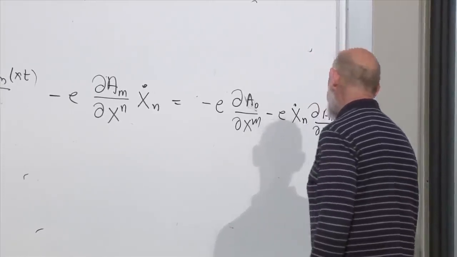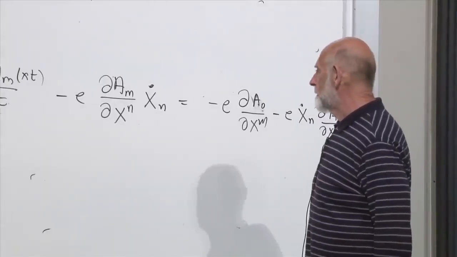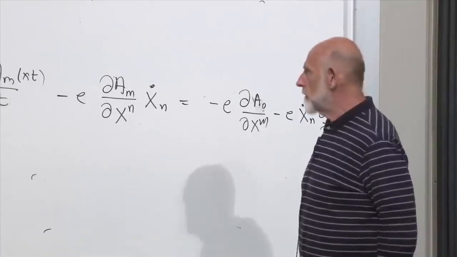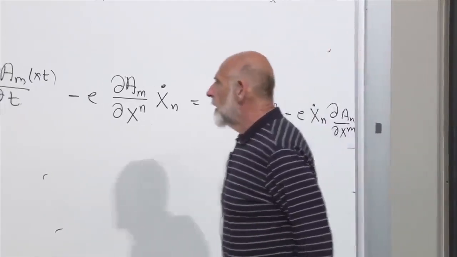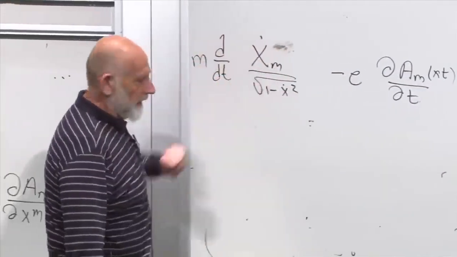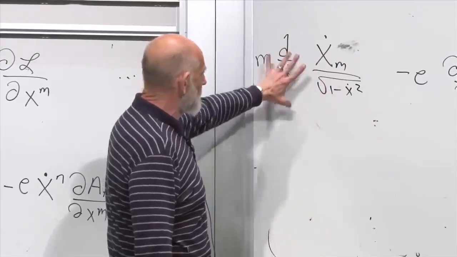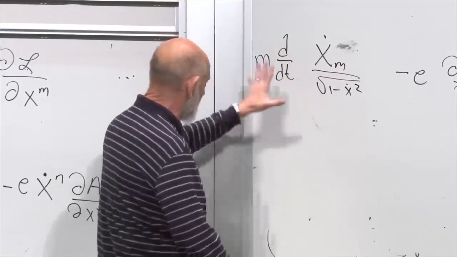It's a lot of stuff. It's more stuff than I usually like to do on the blackboard, but no way around it. So let's take this and call this ma, mass times acceleration. It's not literally acceleration, but let's think of it as mass times acceleration.